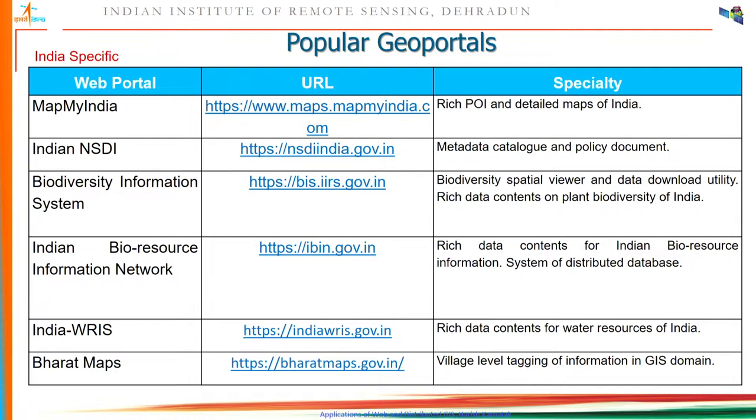Another website is called Bharat Map. This is a very good initiative by the Ministry of Electronics and Information Technology, or MeitY, through their department called NIC. They offer beautiful maps at the village level, with tagging of information in the GIS domain. Basically, they link demographic data with different administrative boundaries, and it is available as a web service or for visualization on their website, bharatmaps.gov.in.